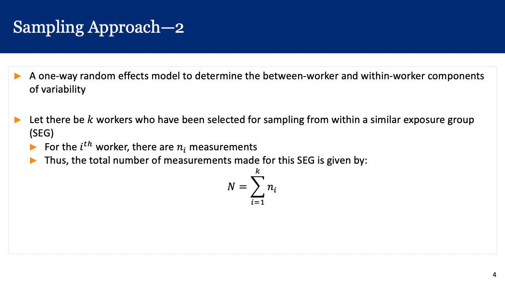We are going to develop a one-way random effects model to determine the between and within worker components of variability. Let us assume that there are K workers who have been selected for sampling within this population of workers. And for the ith worker, let us assume that there are n sub i measurements. So each worker is being sampled multiple times, and thus, the total number of measurements made for this similar exposure group is given by capital N, which is the summation of the n sub i for all the workers.